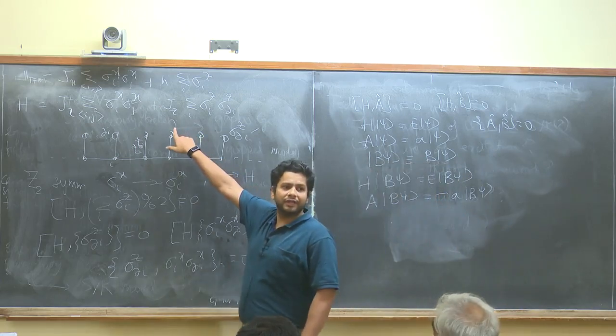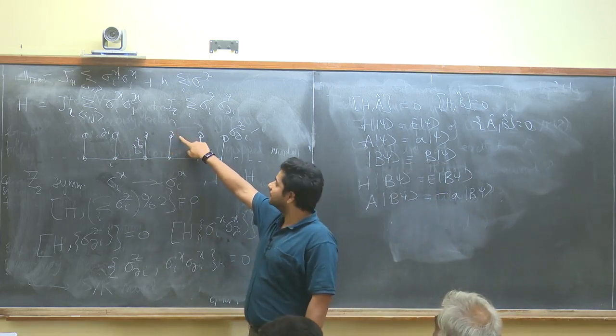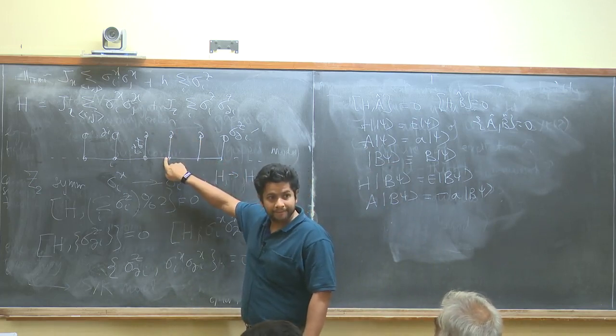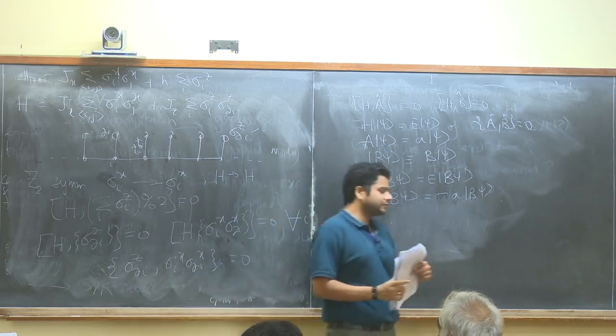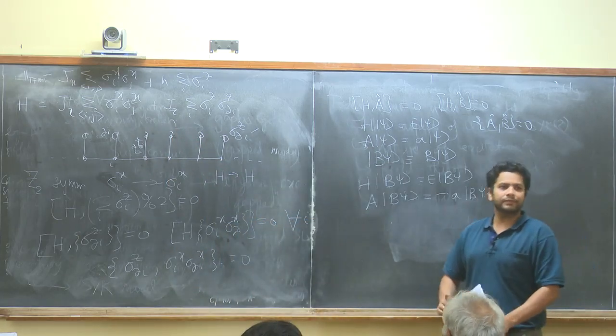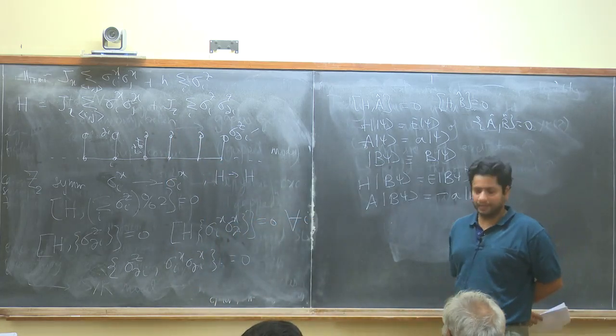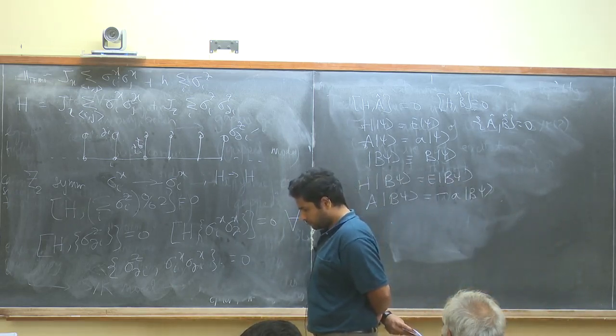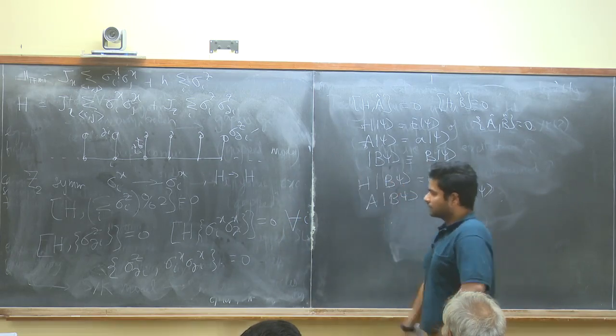So what are you rotating? I am rotating a certain set of sites of the chain. Of the chain, only of the chain. Very good, I see. Ah, that's what you mean by system. Okay, very good. About the x-axis by pi. Why does sigma x not change? Because I'm rotating about the x-axis.